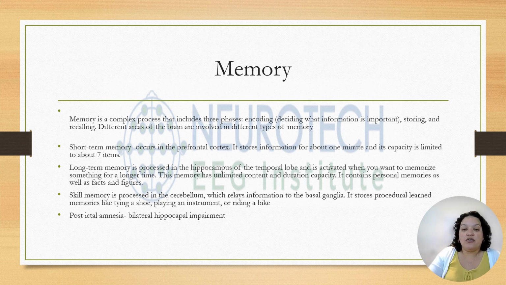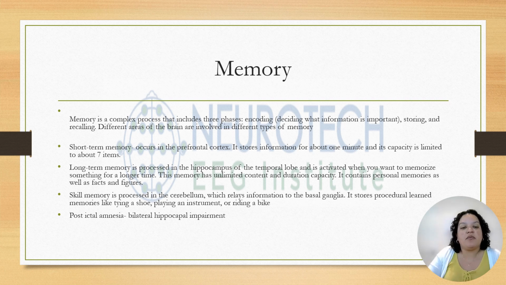Now, the memory that you need to use for the CLTM is the long-term memory. This one is processed in the hippocampus of the temporal lobe, and it's activated when you want to memorize something for a longer time. But I'm pretty sure that once you pass this test, you're going to forget most of it. Try not to, but yes, there's a region of the brain that says, okay, I don't need this in my storage anymore, let's get rid of it. This memory has unlimited content and duration capacity. It contains personal memories as well as facts and figures.